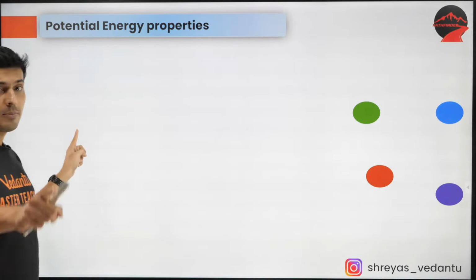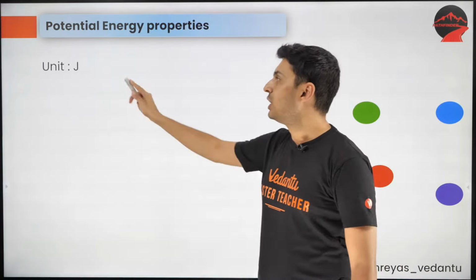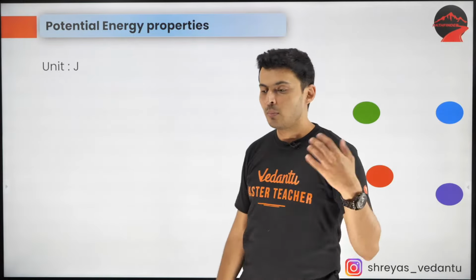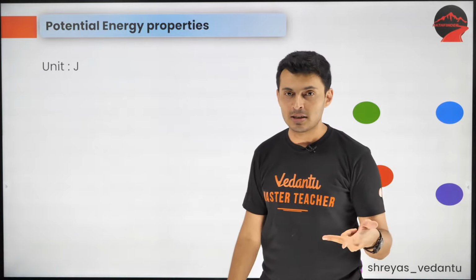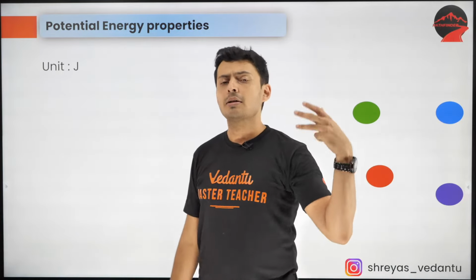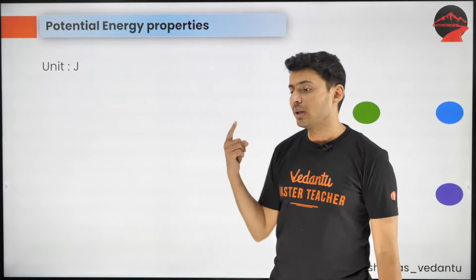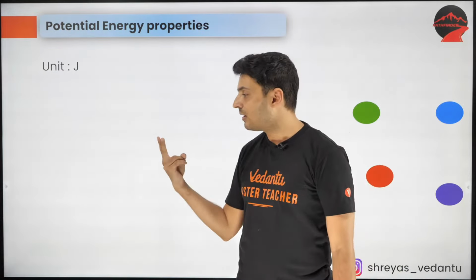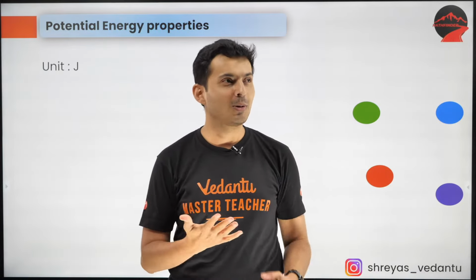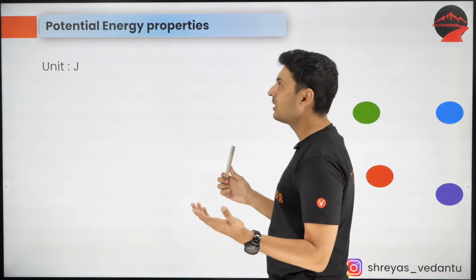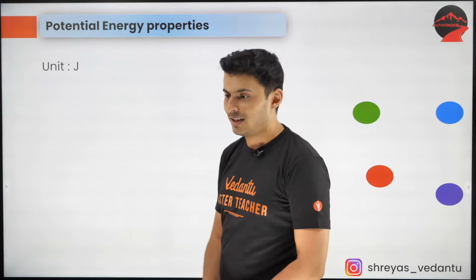Now, let's see some properties of potential energy. Again, all of these things should be in your notes. The unit of any kind of energy, gravitational potential energy, spring potential energy, electrical potential energy, magnetic energy, energy stored in vada pav, idli, pizza, chocolate, candies, Dairy Milk Silk, Oreo, everything has joules as the unit. At the end of the day, it's energy.